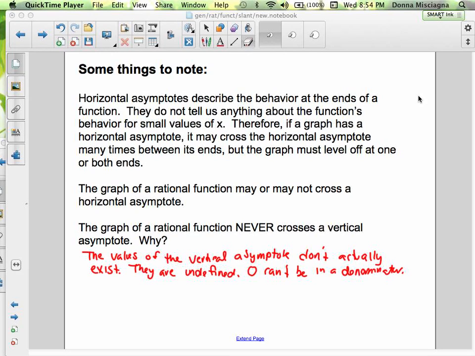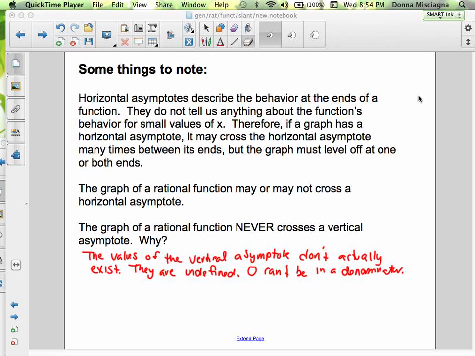First, horizontal asymptotes describe the behavior at the ends of a function. They do not tell us anything about the function's behavior for small values of x. Therefore, if a graph has a horizontal asymptote, it may cross the horizontal asymptote many times between its ends, but the graph must level off at one or both ends. Right? And so where it's going to cross is for the small values of x, near 0.